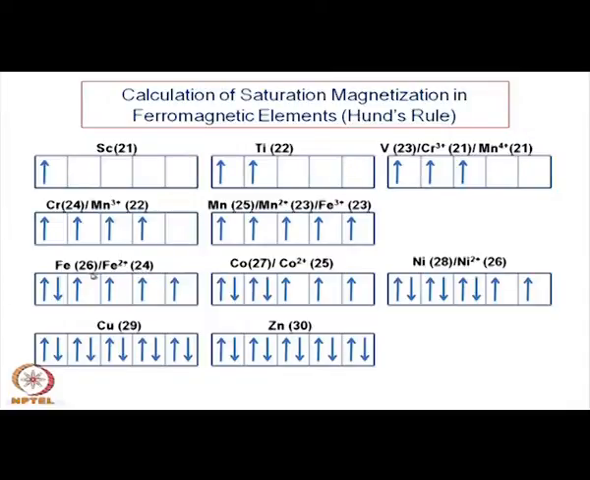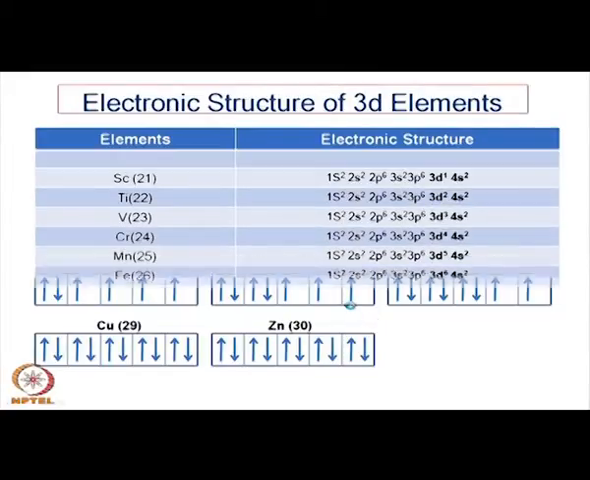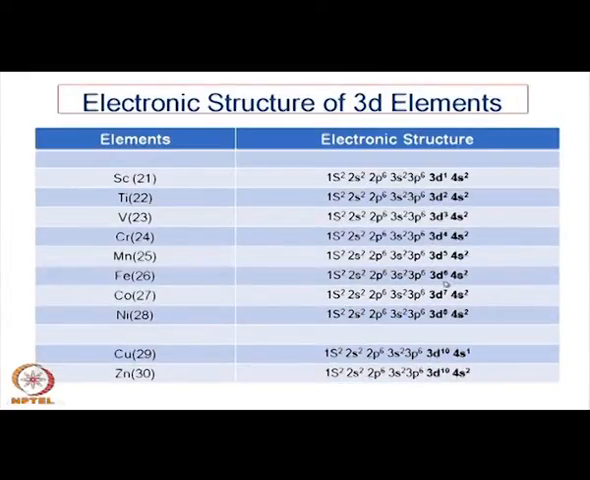Elemental Fe and Fe2+ have the same configuration of d6, that is clear from here. This is d6. So, for Fe2+, these 2 electrons will go away, so it will be d6.